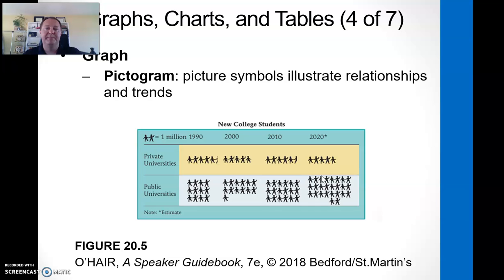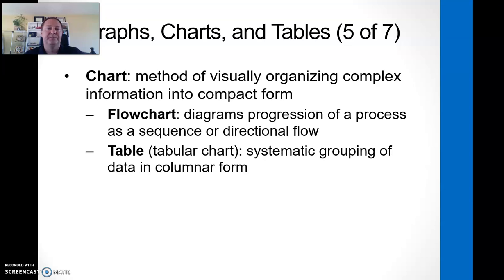A pictogram is a picture that uses symbols to illustrate relationships and trends. So in this example, each logo here of these two people holding hands equals 1 million. So in 1990, there was 2.5 million in private universities compared to 6 million in public universities that are new college students. Okay, very easy visual representation of this data.